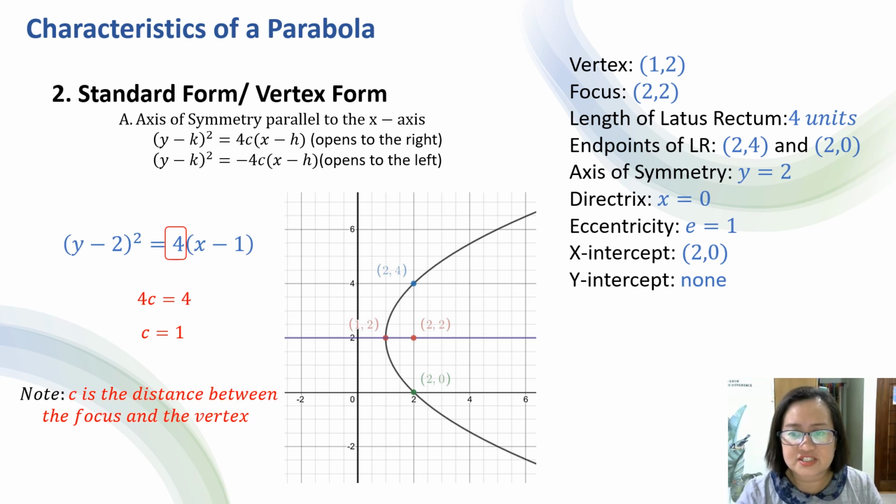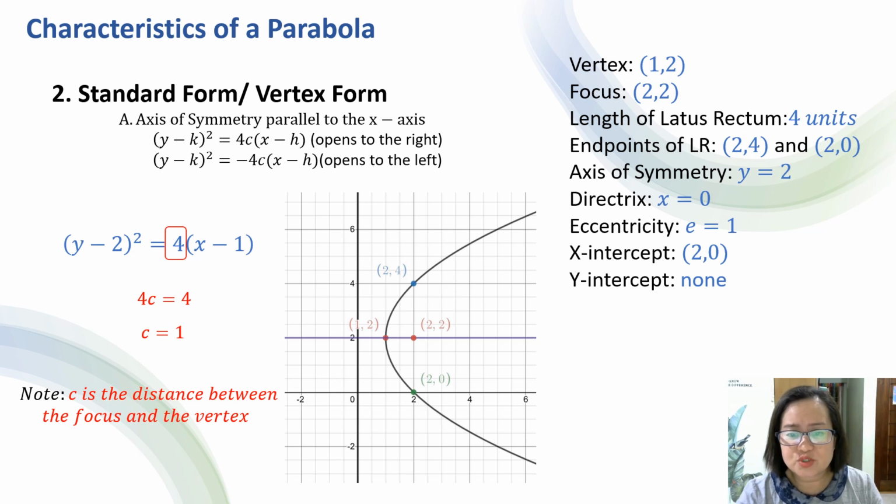The vertex is at (1, 2). The focus is at (2, 2). The length of the latus rectum is 4 units. We may count the distance between the points (2, 4) and (2, 0), or we can subtract the ordinates 4 and 0 in order to get the length of the latus rectum, which is 4 units.